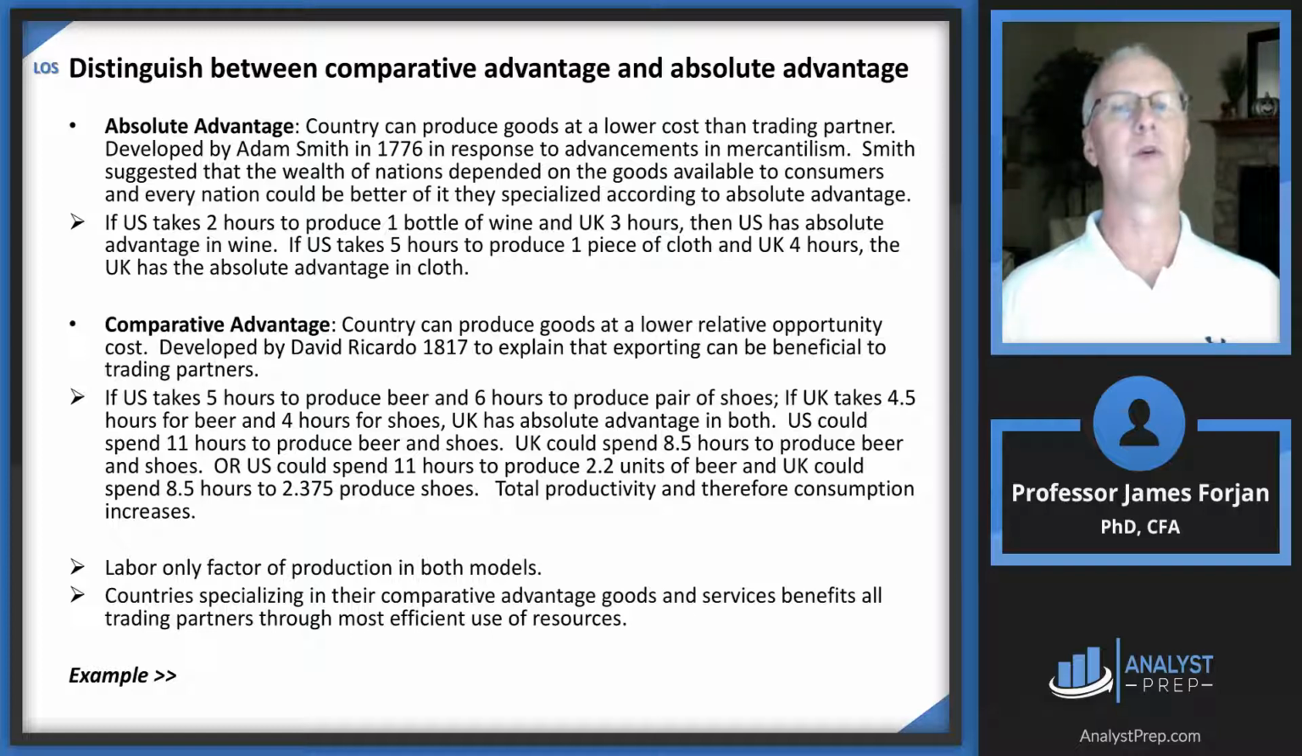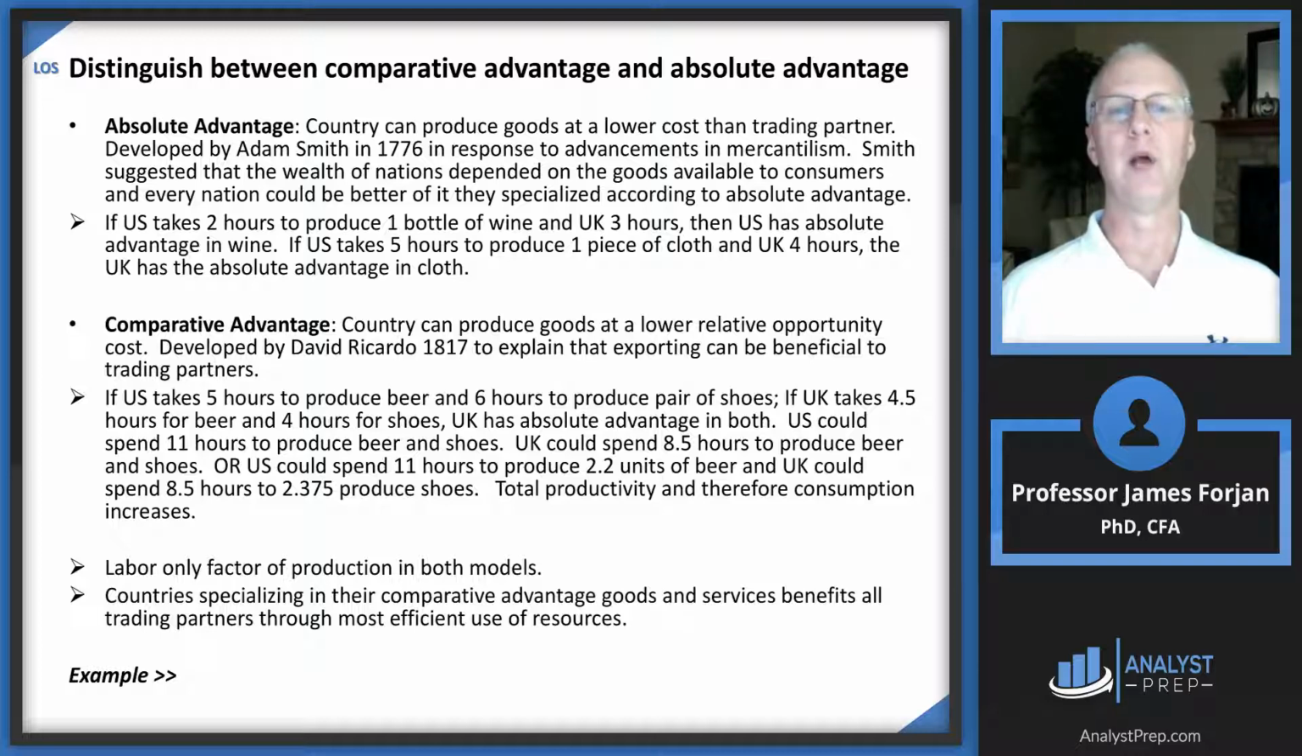He developed this theory after watching mercantilism take over the world back then, because this was pretty much the advent of shipping lanes and all sorts of stuff. So we're doing lots and lots of global trade, and some people thought it was a good thing, some people did not, and so Adam Smith developed this model. Now remember, his book was called The Wealth of Nations, and so he suggested that the wealth of nations depended on the goods available to consumers, and that every nation would be better off if they specialized according to this absolute advantage. So let me give you just a quick example.